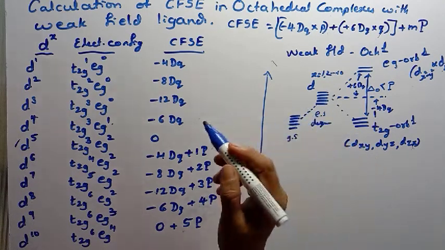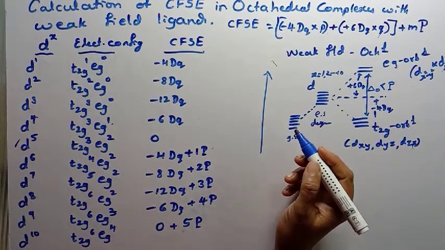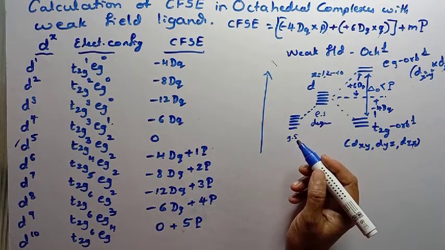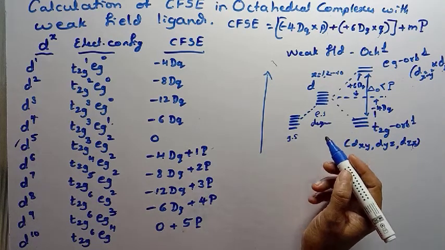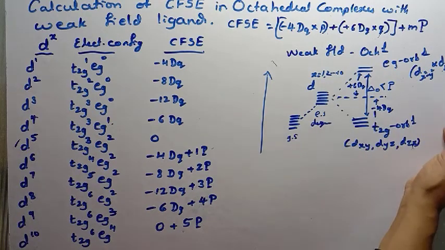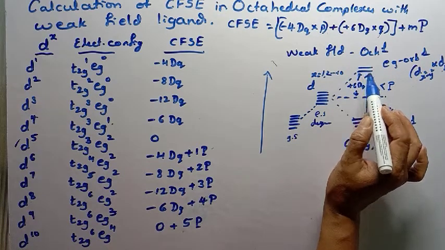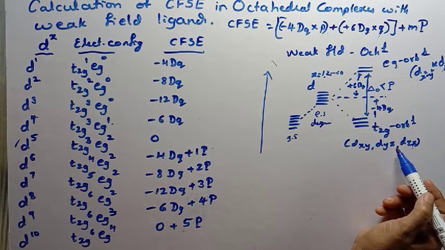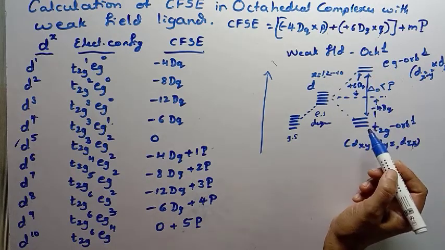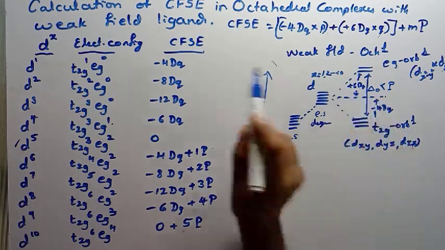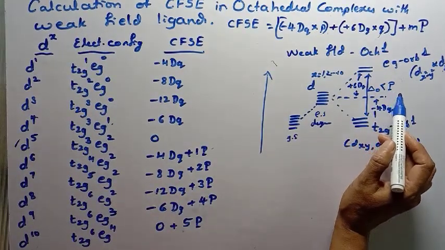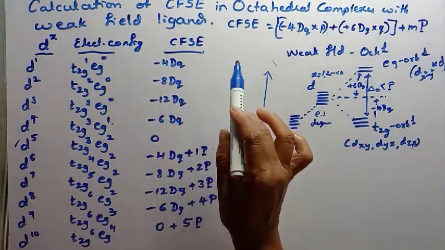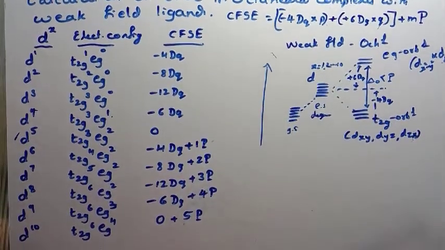The positions are in such a way that two of them are lying exactly on the x-axis, other two along the y-axis, and the next two on the z-axis. So these two orbitals which are lying along the axis experience greater repulsion than those which are lying in between the approach of ligand. So the splitting is like this, and the energy delta O in case of weak field is quite less, and it is less than the pairing energy.